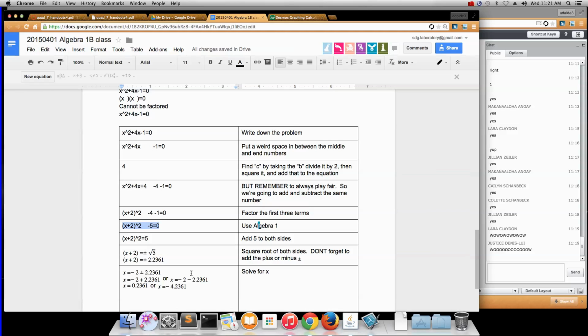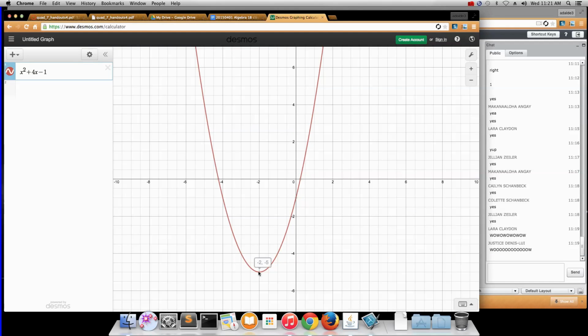This right here you should recognize as vertex form. This tells me, oh, I have a parabola that is dropped down 5 units and moved to the left 2 units. You can confirm that by looking at Desmos. Look, that sucker is pulled down 5 units and moved to the left 2 units. That's what it is.